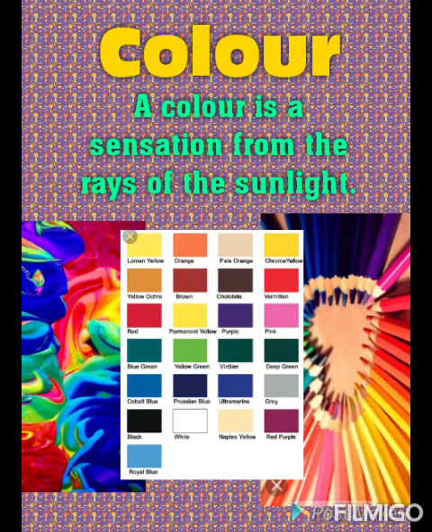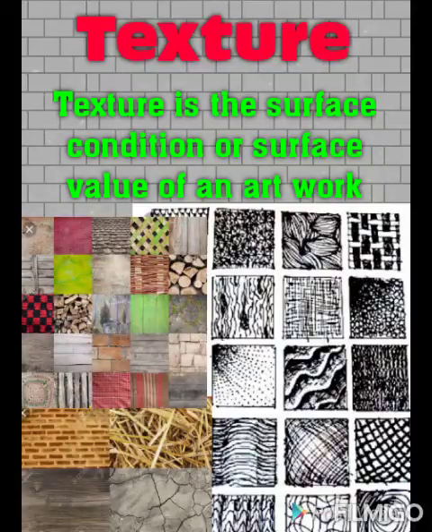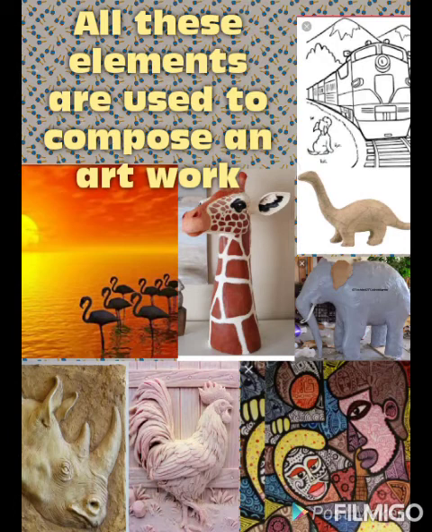Okay, what's a color? A color is a sensation from the rays of the sunlight. What's a texture? A texture is a surface condition or surface value of an artwork. It tells if an artwork is rough, smooth, or hard.